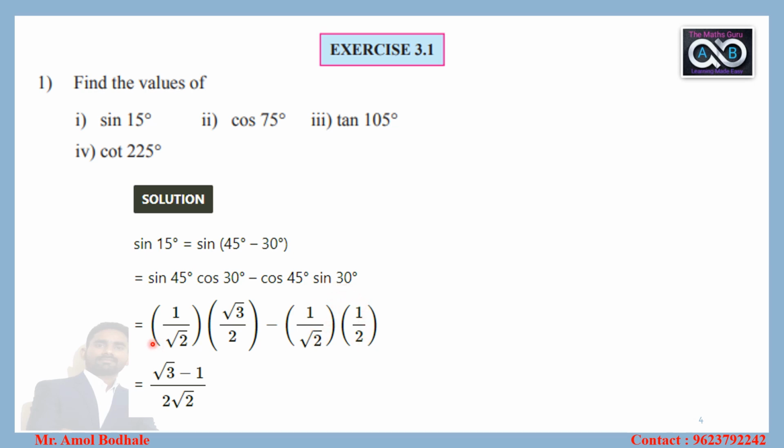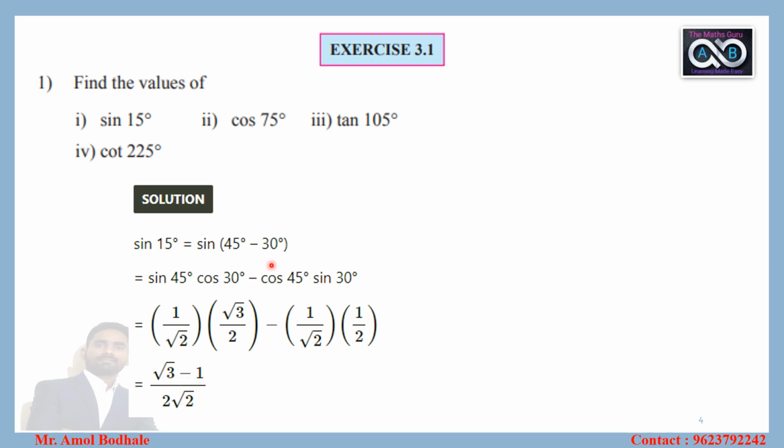Now let's simplify this. 1 into root 3 is root 3 upon 2 root 2. 1 into 1 is 1 upon 2 root 2. So the denominators are the same, that is 2 root 2, and we will combine them. The numerators are 1 into 3, that is 3, minus 1 into 1, that is 1. So we get the value of sine of 15 degree as root 3 minus 1 upon 2 root 2.